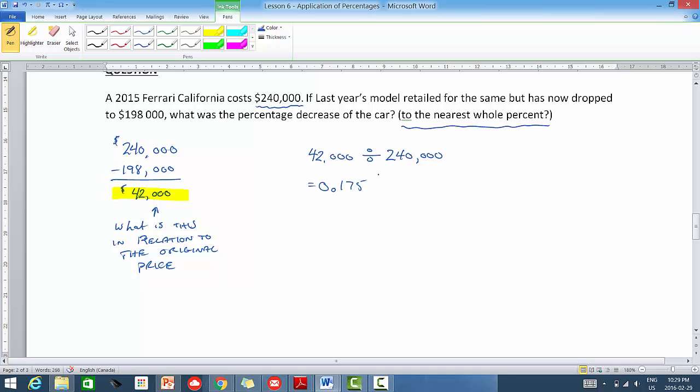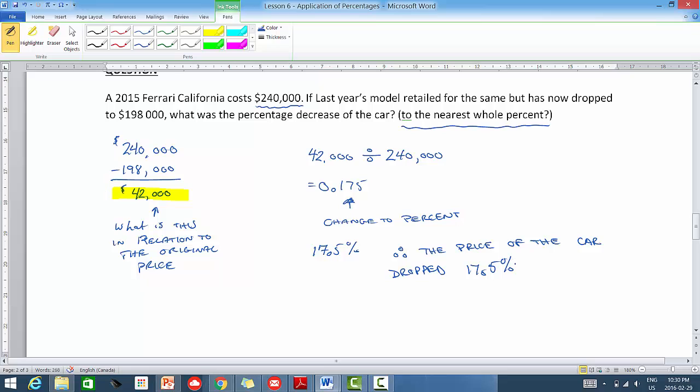So what we're going to do is change this into a percent. And all you have to do for that is move that decimal place 2 spots to the right. Okay, so that becomes 17.5%. So therefore, the price of the car dropped 17.5%.